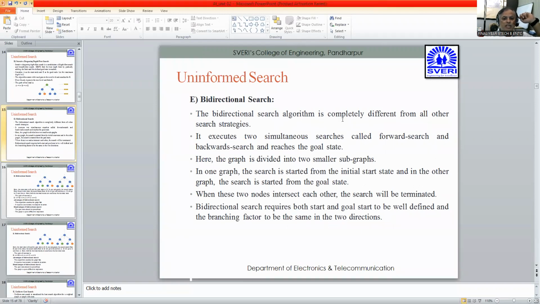The bidirectional search algorithm is completely different from all other search strategies. It executes two simultaneous searches, that is forward search and backward search, and reaches the goal state. Here the graph is divided into two smaller subgraphs. In one graph, the search starts from the initial state, and in the other graph, the search will start from the goal state. Right. Suppose A is the initial state and G is my destination, then you have to define both the destination search and the initial search, only then you will be able to do this. And then easily they will be tracked from both sides. At the place where they come to a common point, it will terminate.